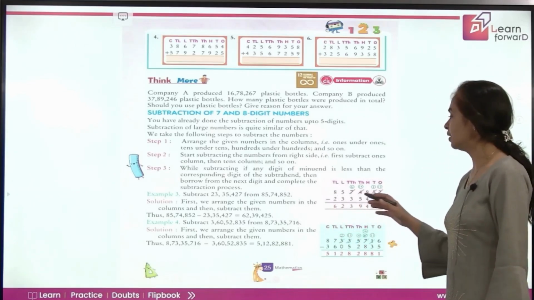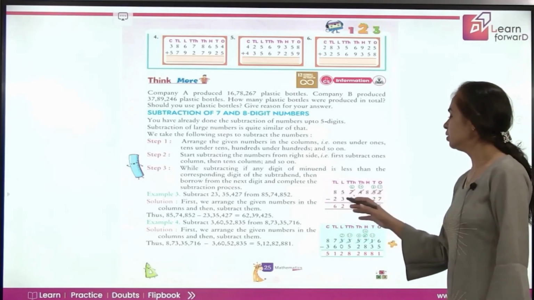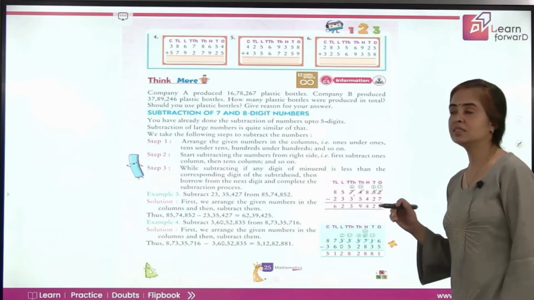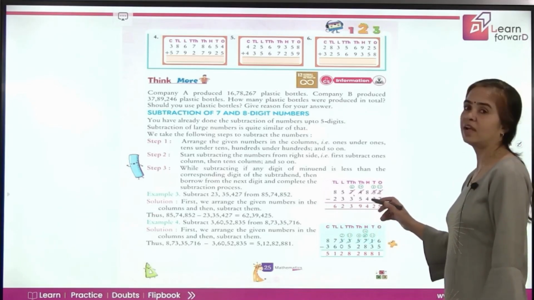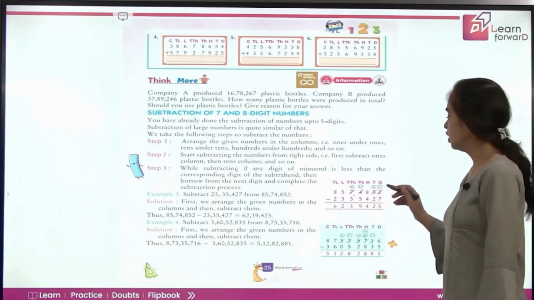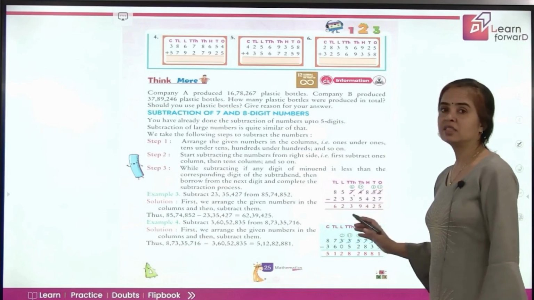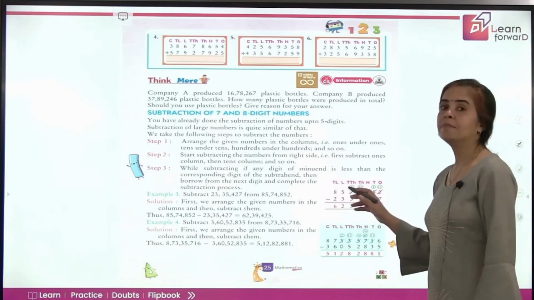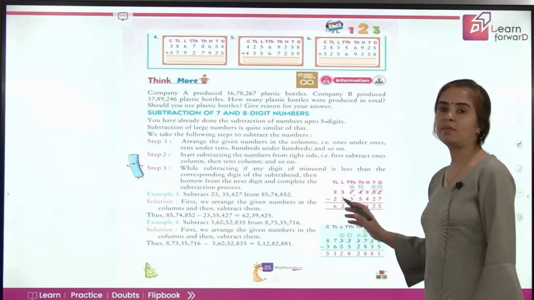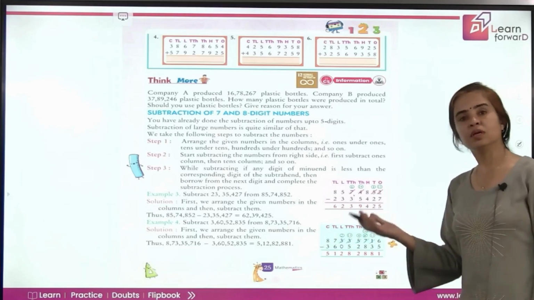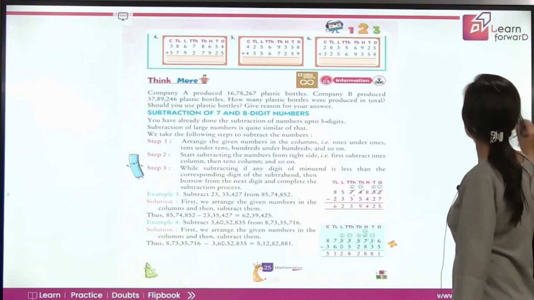If you have to subtract 85,74,852 minus 23,35,427, we will start from the ones place. 2 minus 7 is not possible, so we borrow from 5. It is left with 4. This becomes 12. 12 minus 7 is 5. 4 minus 2 is 2. 8 minus 4 is 2. Again, 4 minus 5 is not possible, so we borrow from 7. This is left with 6. It is 14 minus 5, 9. 6 minus 3 is 3. 5 minus 3 is 2. And 8 minus 2 is 6 finally. So this is your difference. This is how borrowing helps you in subtracting.